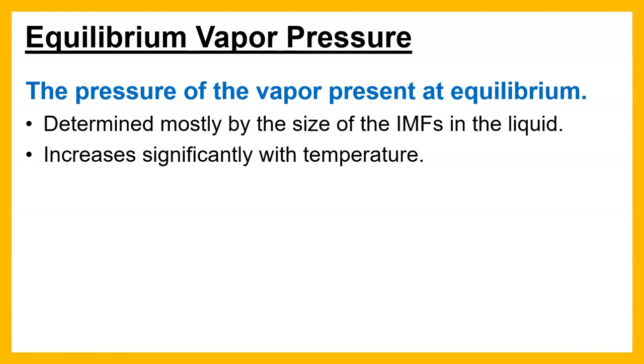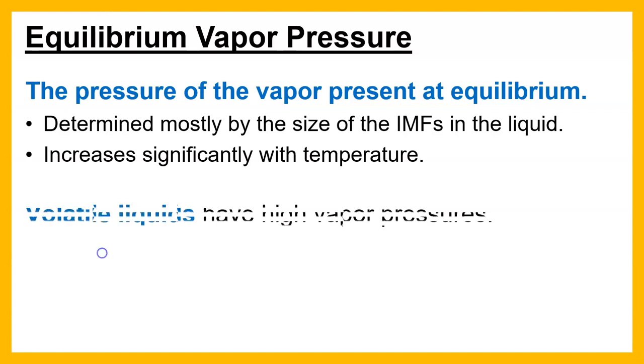If something has a very high vapor pressure, we say that it is volatile. Have you heard of that phrase, volatile? A high vapor pressure means that a lot of those particles can be in that gas phase.